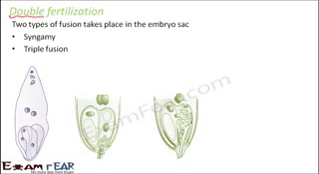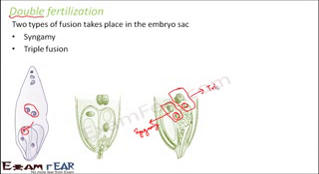So here if you see, this is how it enters. This is the polar nuclei and this is the egg cell. Right? Or this is the nuclei of the egg cell. So now when the pollen tube enters, this is one male gamete, this is another male gamete. So this male gamete will fuse with the egg cell. So this is syngamy. So this is one fusion, and the other male gamete will fuse with the polar nuclei. So this is another fusion, and it is called triple fusion because three nuclei are fusing together.